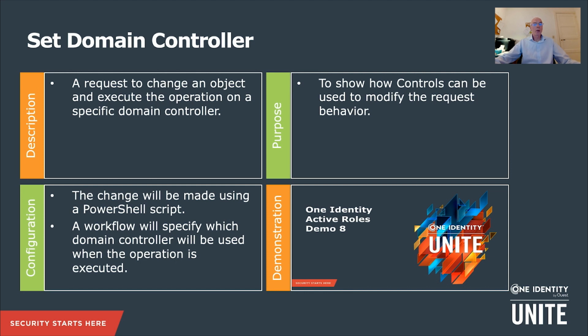So we're going to send a request to change an object. What we're going to do is execute the operation on a specific domain controller. This is useful when changes should be made closer to the user and you don't want to wait for replication. Now, I must admit, I've kind of cheated in this demo because I've used an alias for the domain controller.